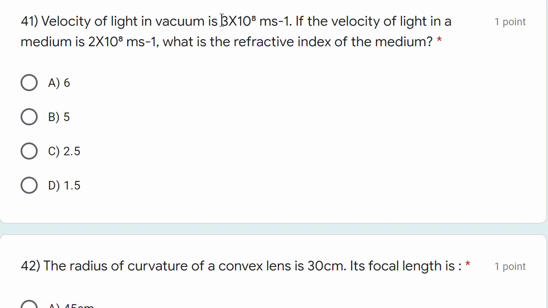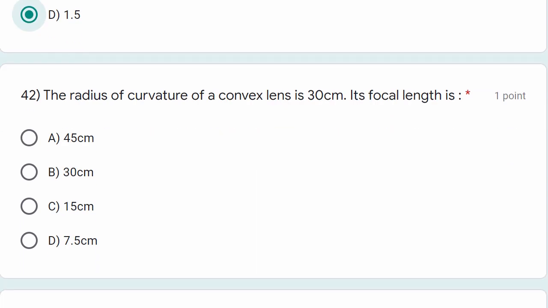C by V, where C is velocity of light in vacuum, which is 3 multiplied by 10 power 8, divided by V. V is the velocity of light in the medium. So here it will be 3 by 2, and 3 by 2 is 1.5, which is the correct answer. Okay, it happens to be glass in this case, right? So it happens to be 1.5.